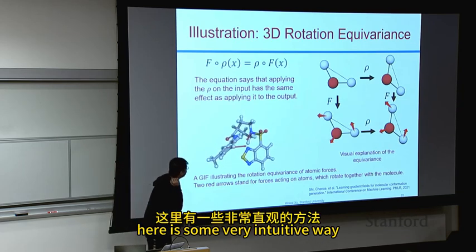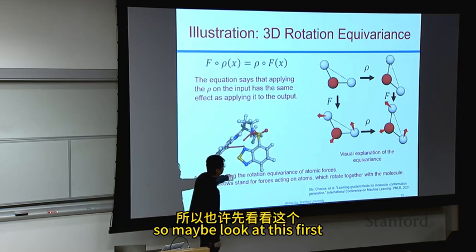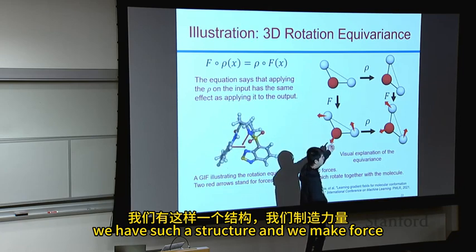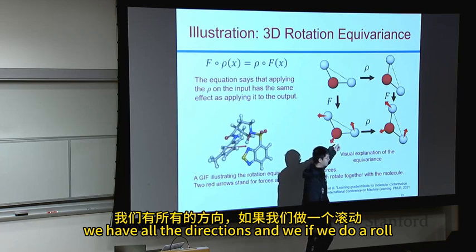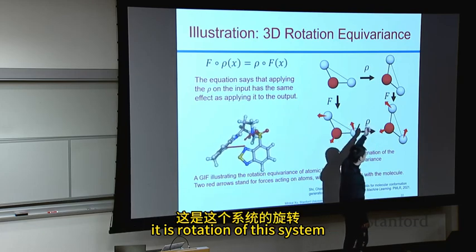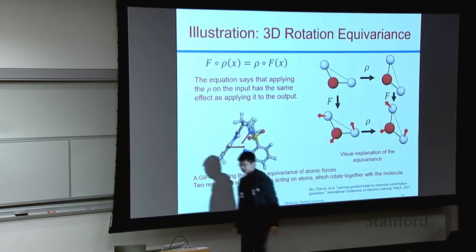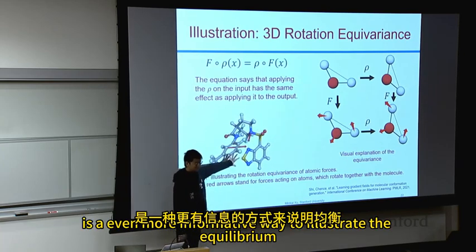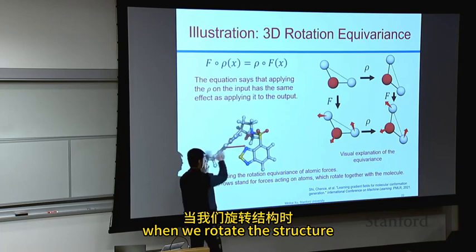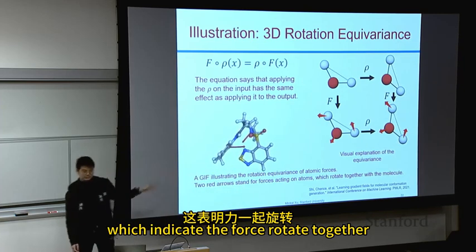So here is a very intuitive way to have a sense of what equivariance is. Maybe look at this first. We have such a structure and we make force predictions. Okay, we have all the directions. And if we apply some transformation, or in practice a rotation of this system, then the forces should rotate in the same way. And here is an even more informative way to illustrate the equivariance. When we rotate the structure, the two arrows rotate together, which indicates the force rotates together.